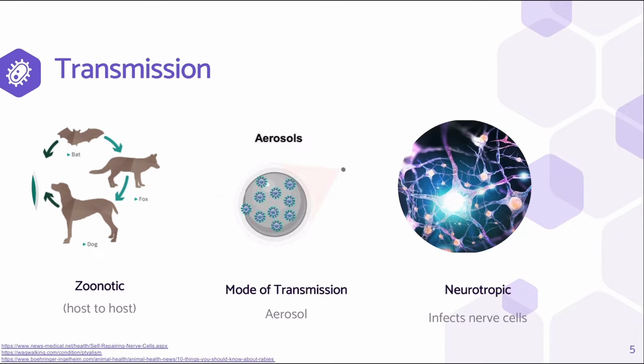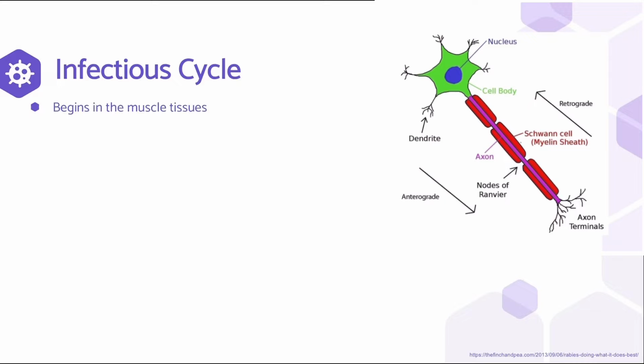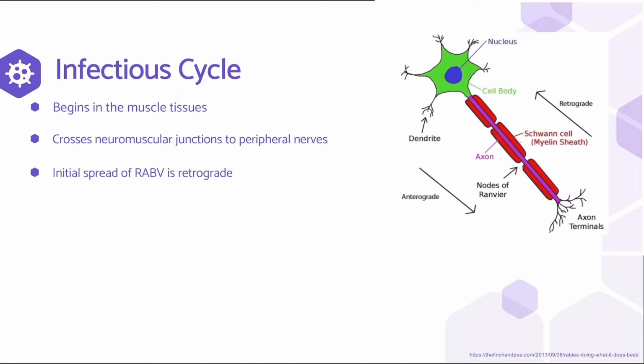It's also a neurotropic virus, so it is both very neuroinvasive and neurovirulent. The infection cycle begins in the muscle tissues, crosses the neuromuscular junction to peripheral nerves, and uses retrograde axonal transport to reach the central nervous system, where replication occurs. There are multiple routes to reach the CNS via motor or sensory neurons, depending on the site of inoculation and post-infection time. The initial spread of rabies virus is retrograde, and at the end, it reverses in the direction of the transport.